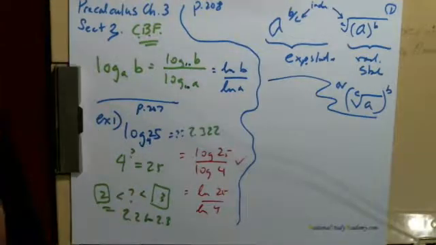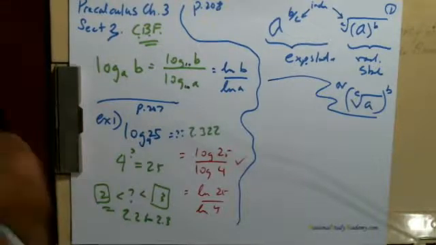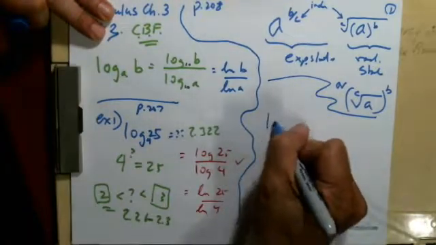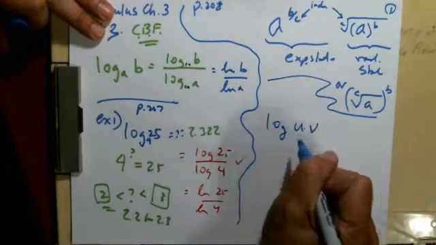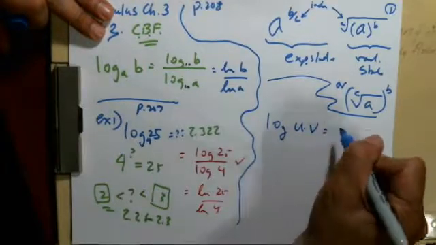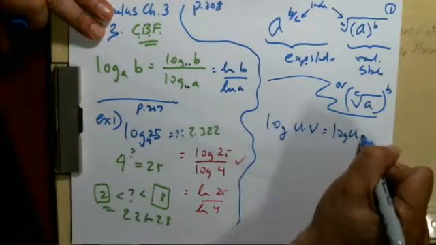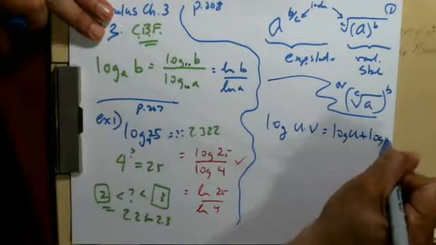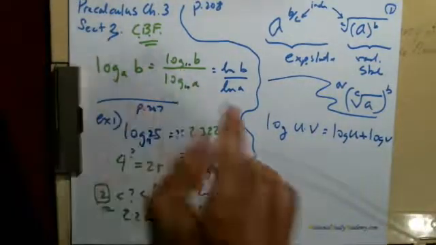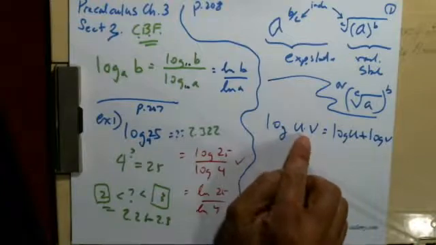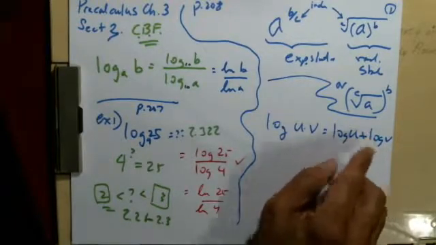So what are some of the rules of the product property for logs? Well, the log of u times v, I don't care what the base is, is equal to the log of u plus the log of v. So the log of the product becomes the sum of its logs.